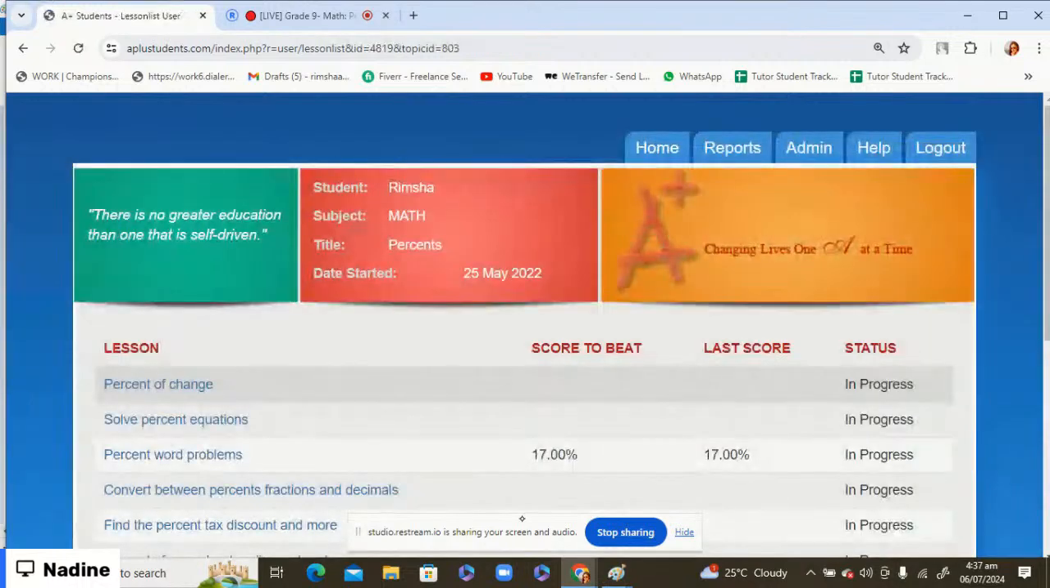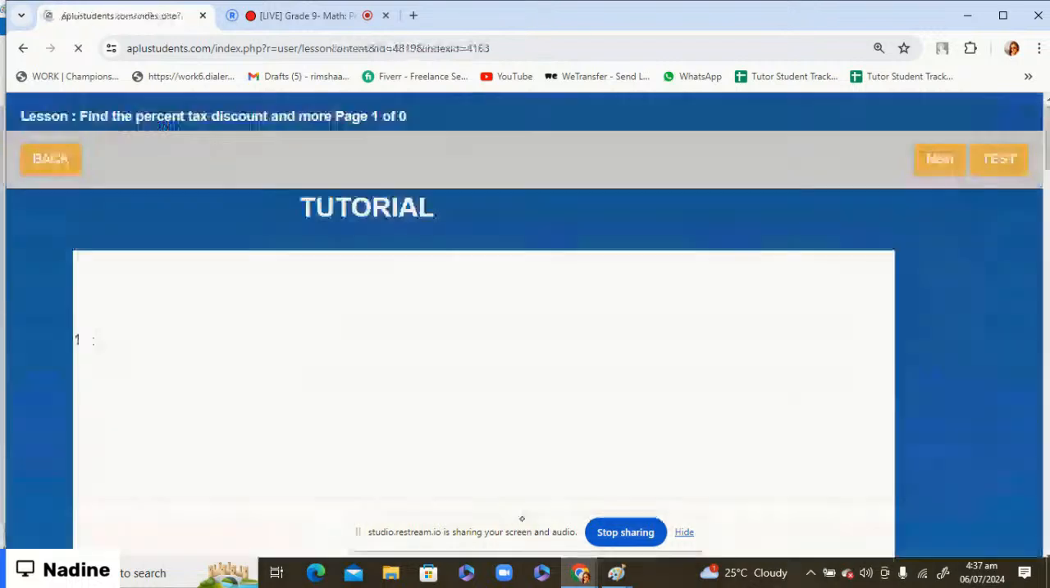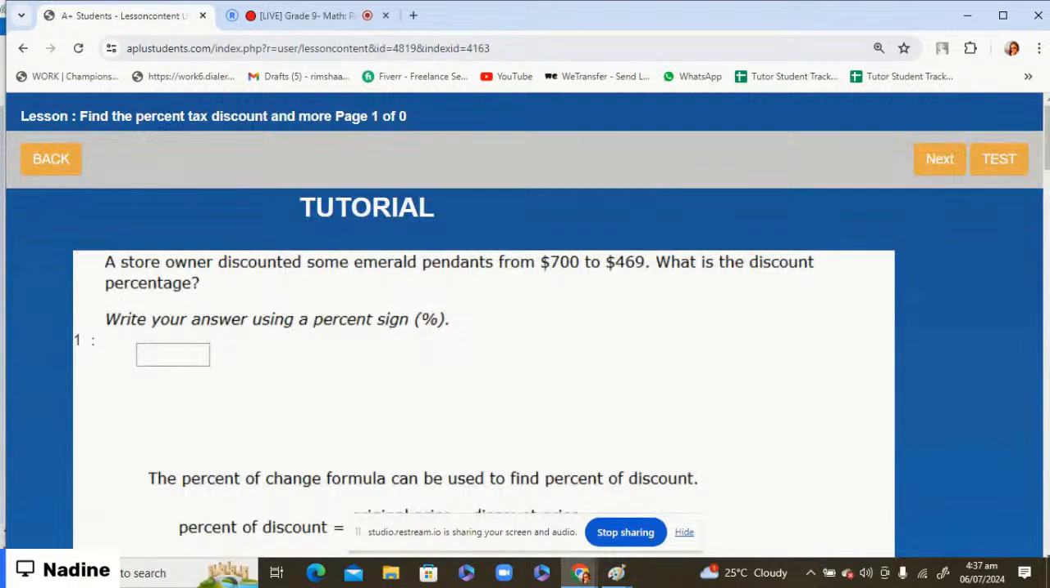Now let's discuss the last lesson for today. The last lesson of the day is find the percent, tax, discount, and more. So first of all, how to find the discount percentage? There is a proper formula for that.